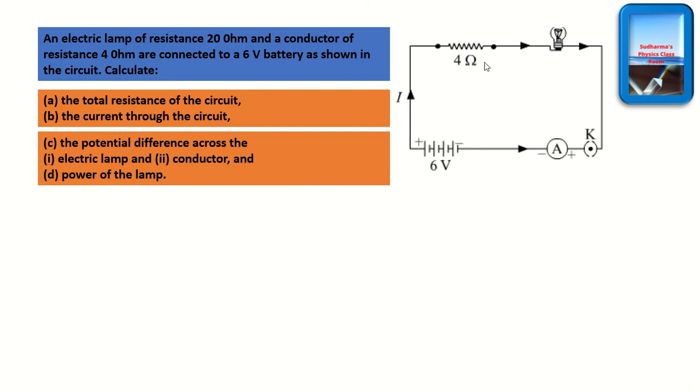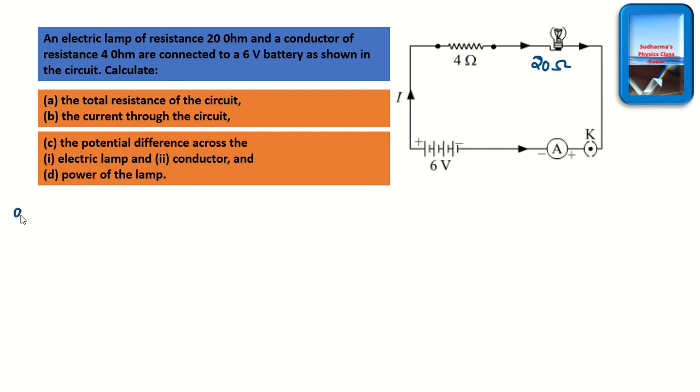So the resistance is given. Resistance of the lamp is 20 ohm. So as seen in the figure, we can say that they are connected in series. This figure is a part of the question. So the lamp and the resistor, they are connected in series.